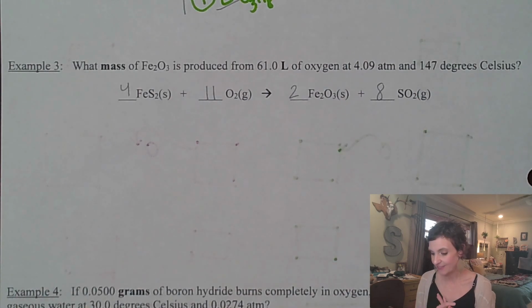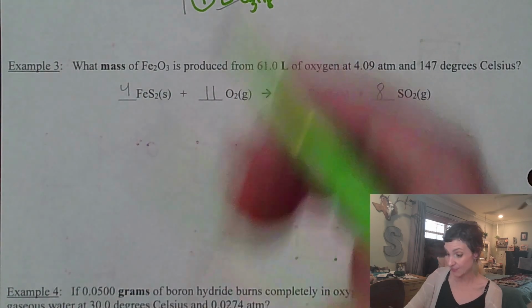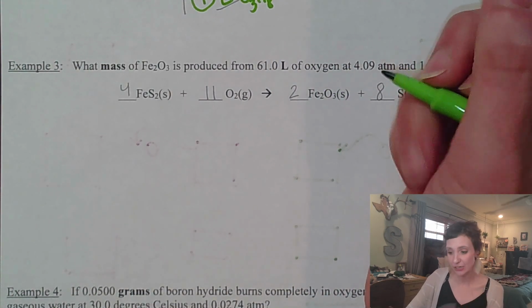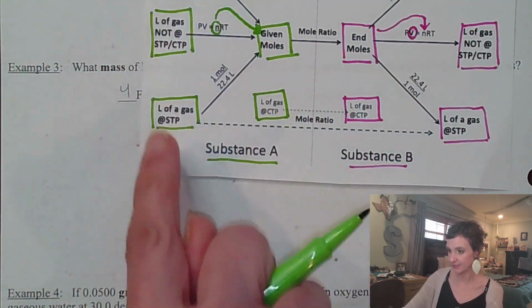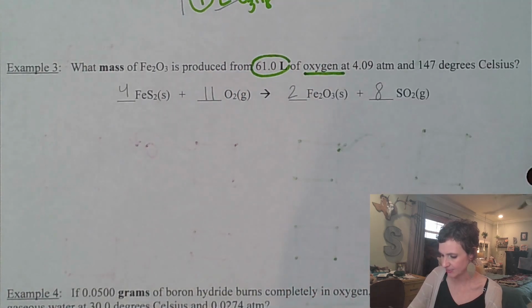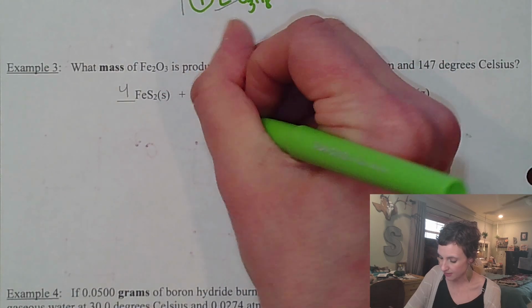What mass of Fe2O3 is produced from 61.0 liters? My given will either be a grams or a liters representation, right? So here my given is liters of oxygen gas. Oxygen gas is right here, so I'm going to write that given: 61.0 liters.